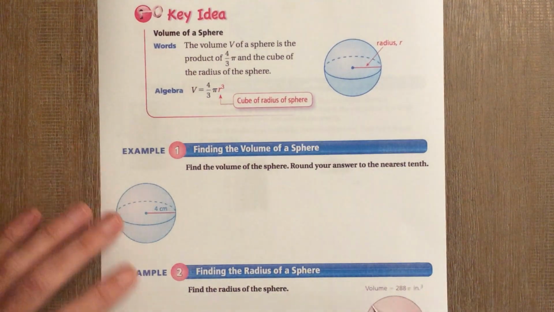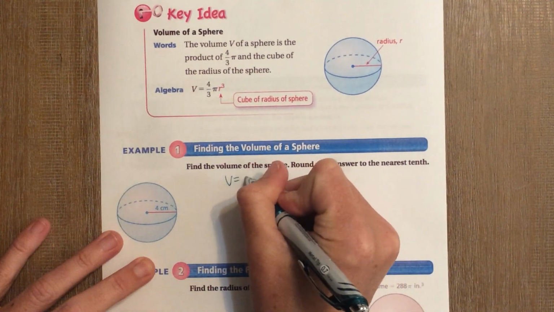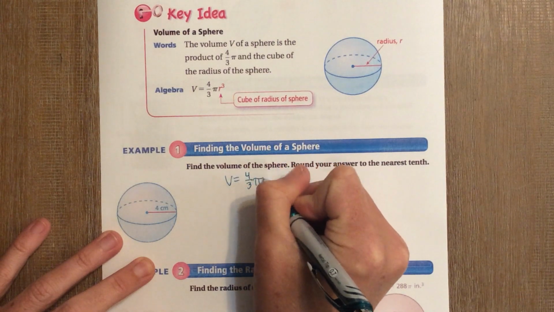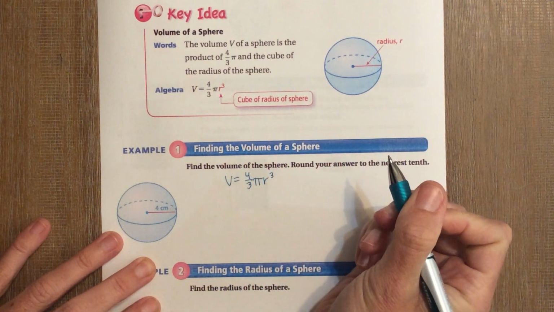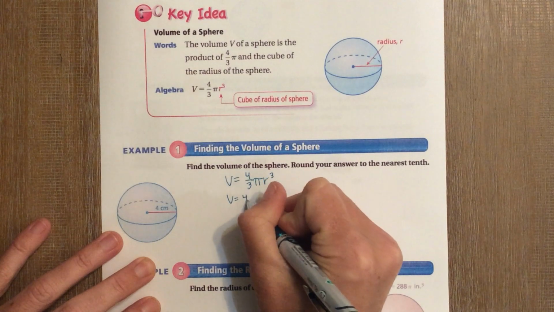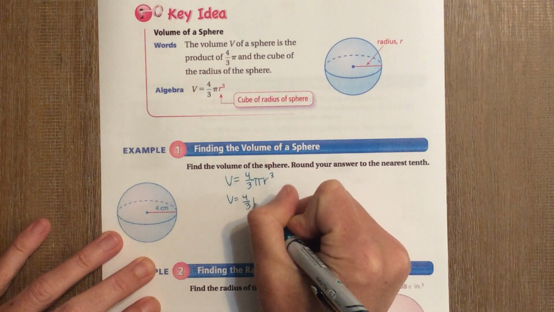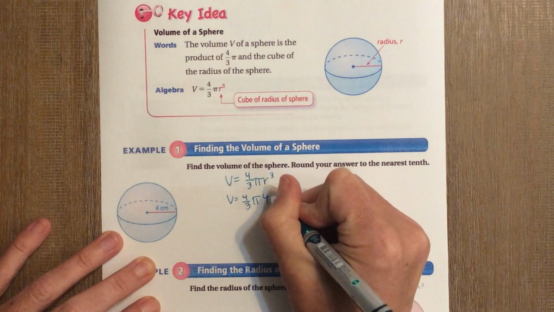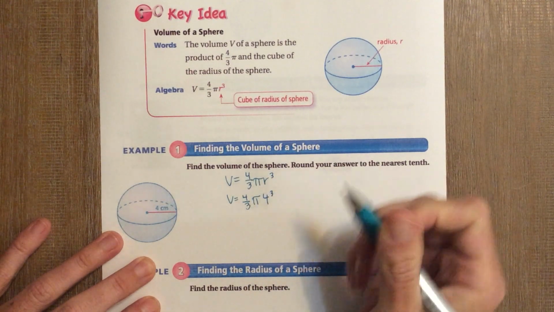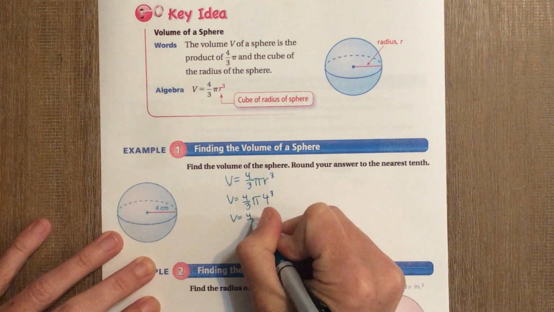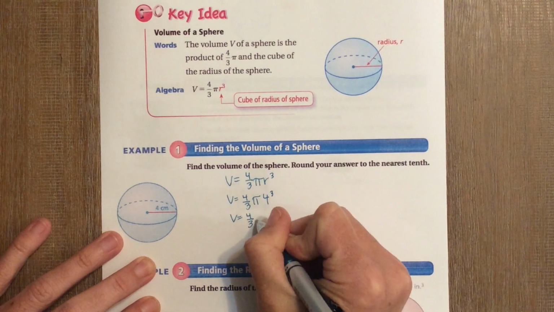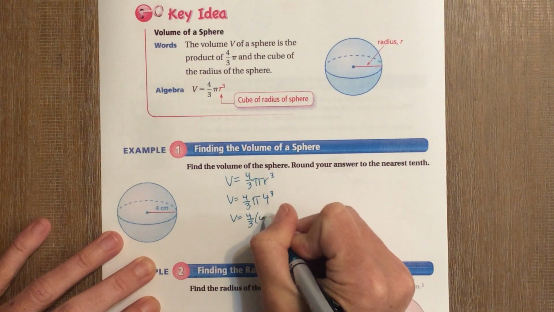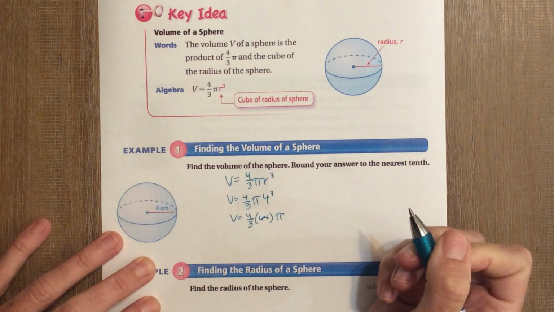So we're going to try number 1 here. Volume equals 4/3 pi r cubed. All right. The volume equals 4/3 pi. The radius here is 4, so this is times 4 cubed. Okay, so volume equals 4/3. 4 cubed is 64, so times 64 times pi.